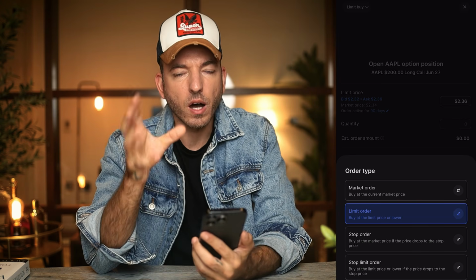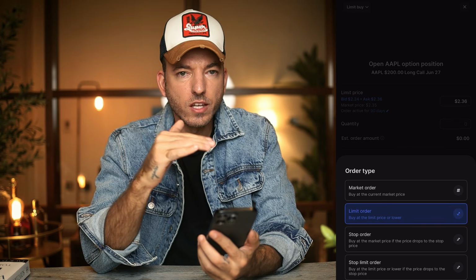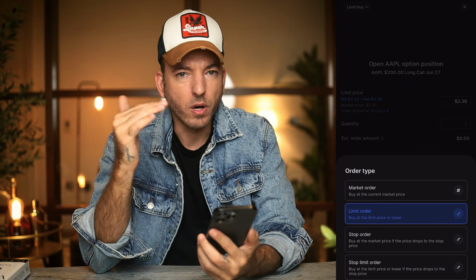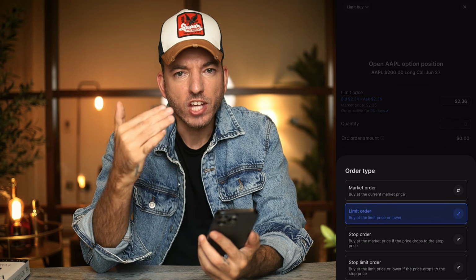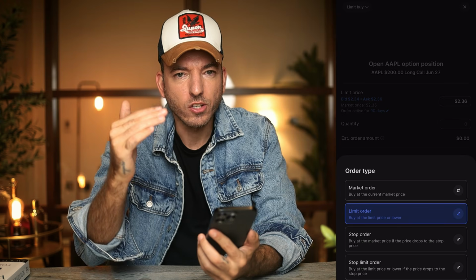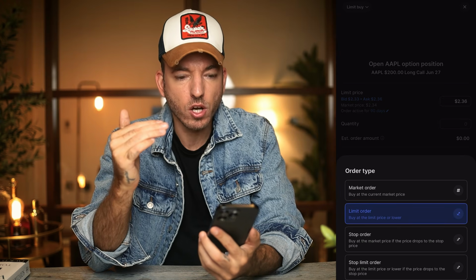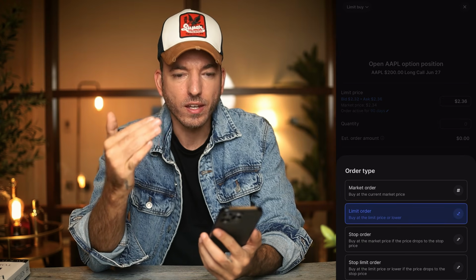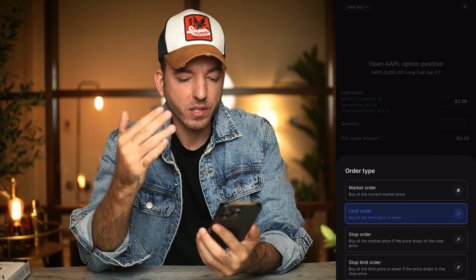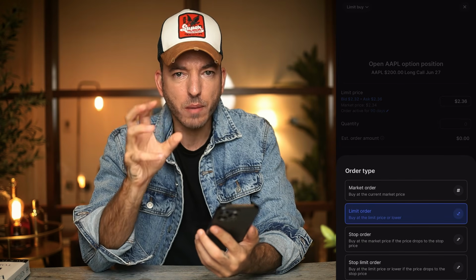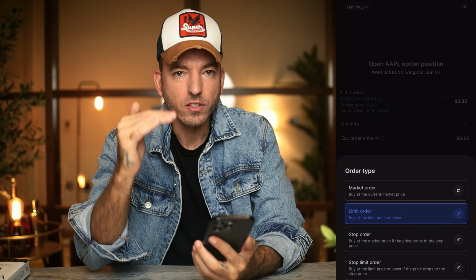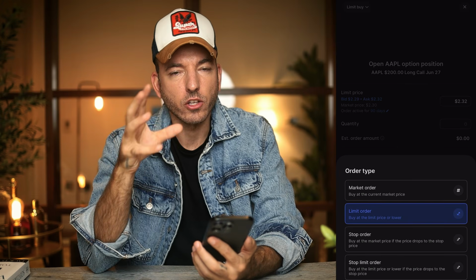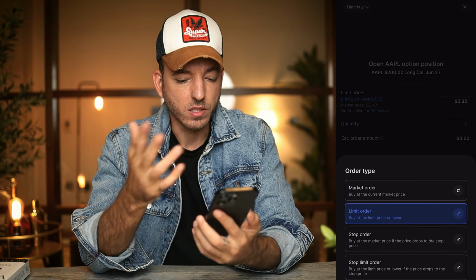Now imagine that you bought an option contract and you're holding it, right? The price is going up and down, and you bought it at a certain amount, but there's a chance that it will go down. Well, you don't want it to go down too much. You want to cap your losses. So you could put a stop order in, and that's going to sell at the market price if the price drops to the stop price. So if the price drops, it's going to trigger a market order and sell your contract, right? This is to prevent losses.